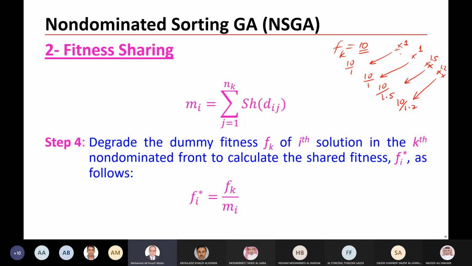So when you select any 2 solutions here and you want to compare, you compare based on F star, F modified. So definitely if this one and this one are selected, you would select this one because its fitness is higher than this one. This is the idea. Any question? This is the fitness sharing.